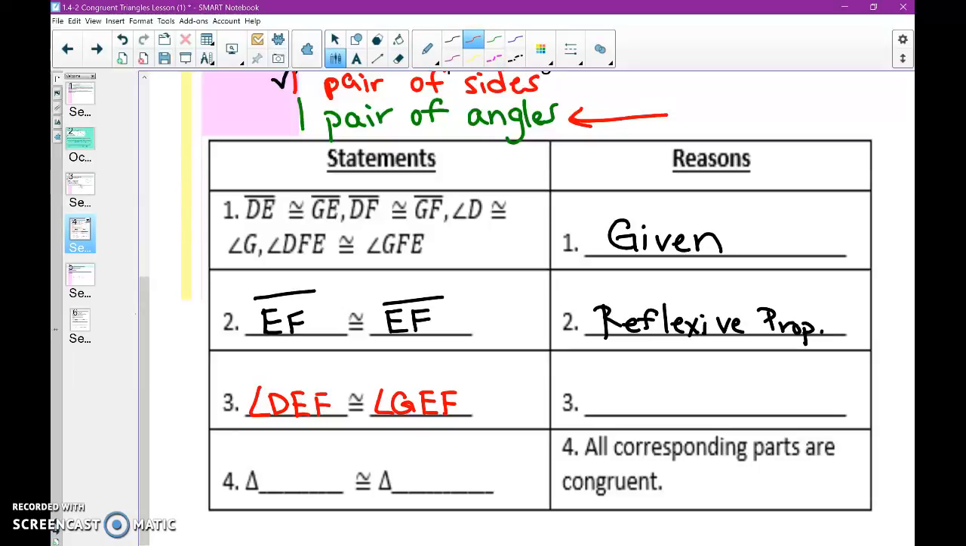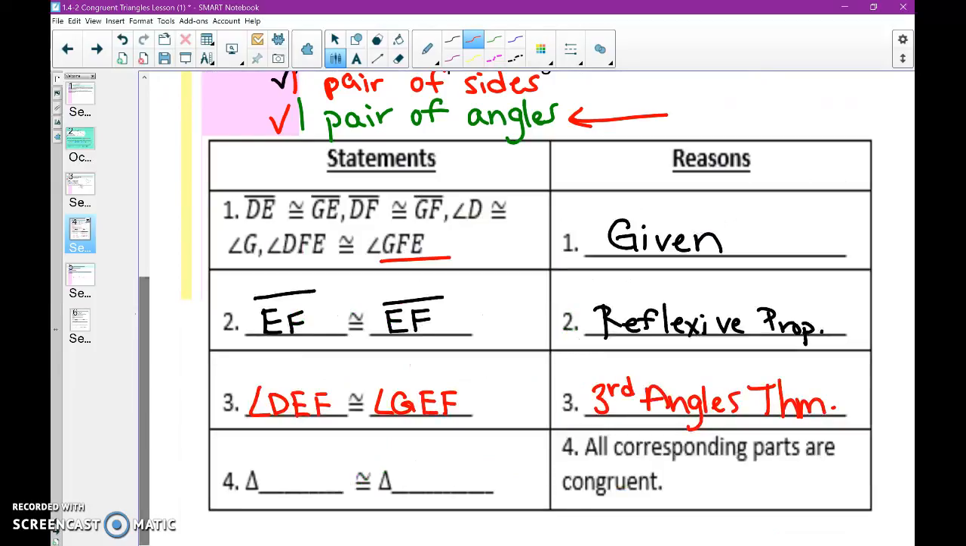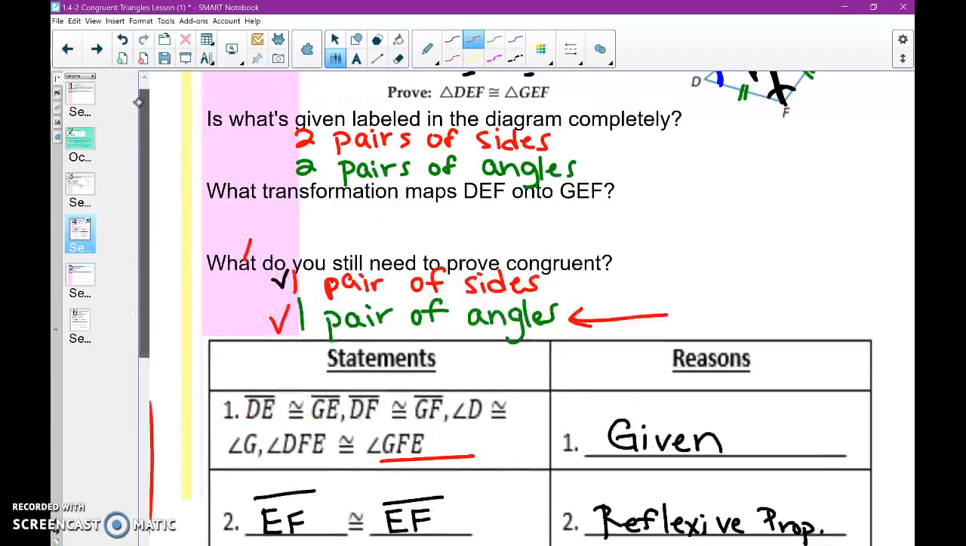So even though I didn't do any math here, because I already know these angles are congruent and these angles are congruent, automatically by third angles theorem, and I'm just going to abbreviate theorem THM because I'm lazy, automatically those have to be congruent to each other. So we just figured out the last pair of angles. So now that I've proved everything, now I can truly say the triangles are congruent.